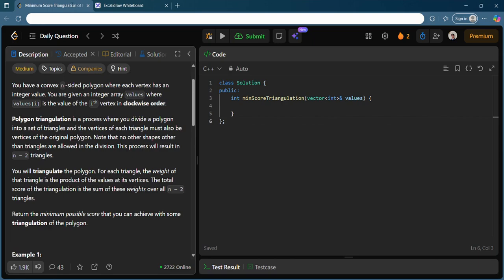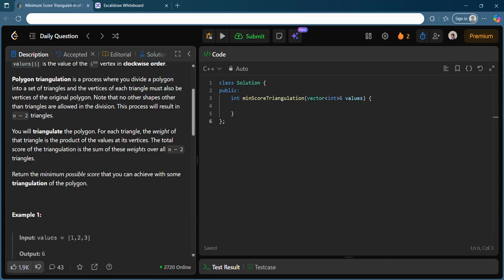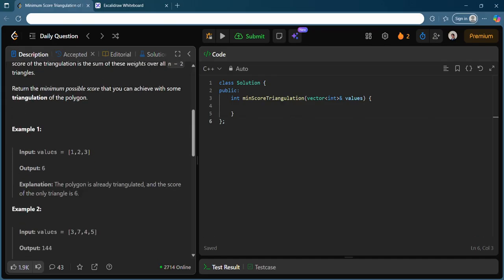Polygon triangulation is a process where you divide the polygon into sets of triangles and vertices of each triangle must also be the vertices of the original polygon. Note that no other shapes other than triangles are allowed in this division. This process will result in n-2 triangles. For each triangle, the weight of that triangle is the product of the values at its vertices, and the total score of the triangulation you need to calculate, and you need to return the minimum possible score that you can achieve with the triangulation of the polygon.